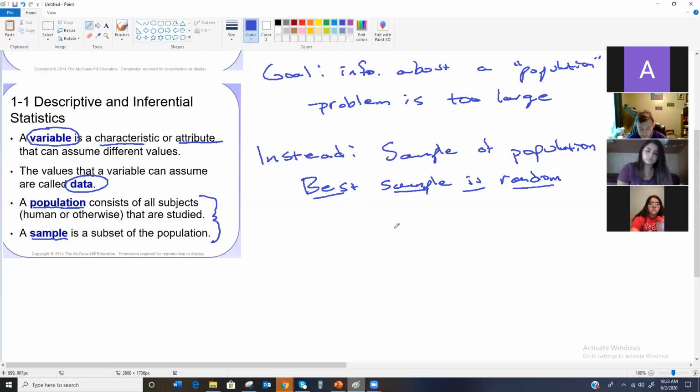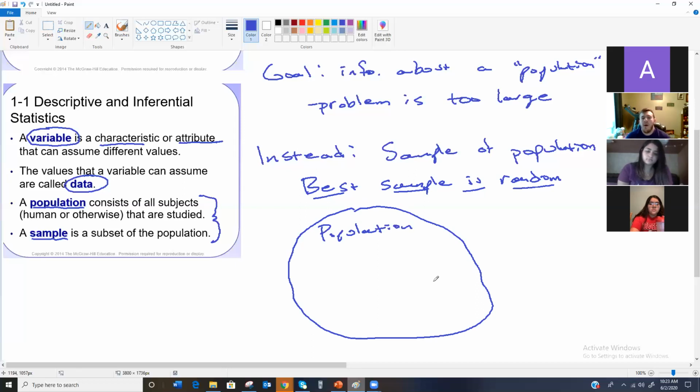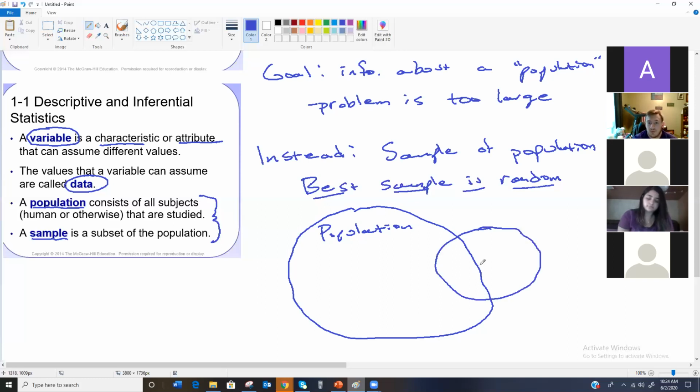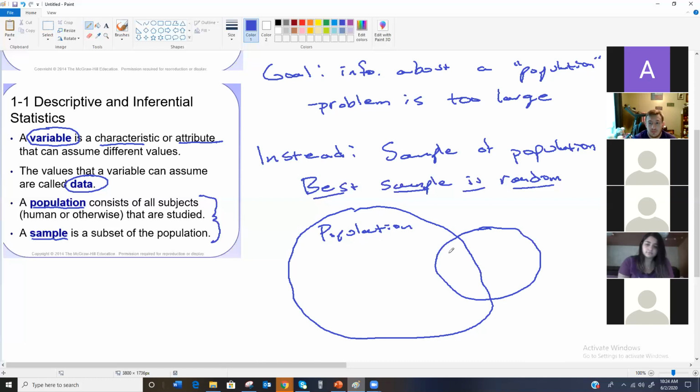So for those visual people, let me draw a little Venn diagram here. So if this is the population, where should the sample be within that population, or where should the sample be in relation to this population? Inside. Inside, completely inside, right? Should my sample be like this? It's no longer a representative of the population you're trying to get.